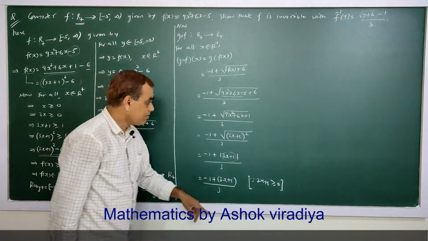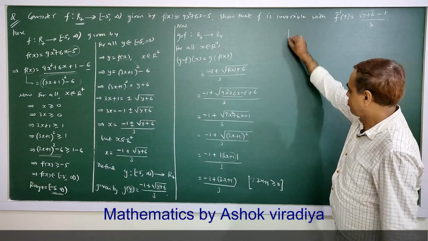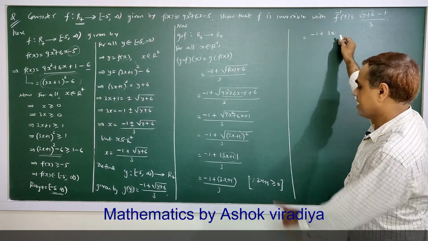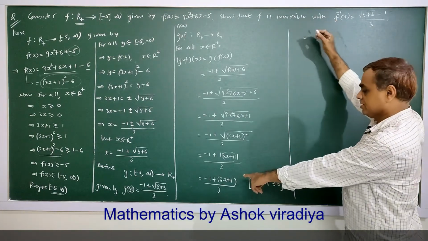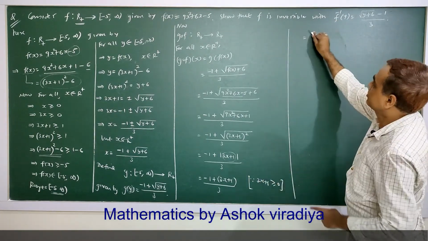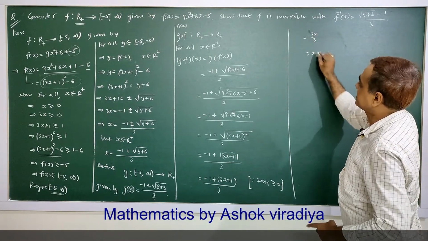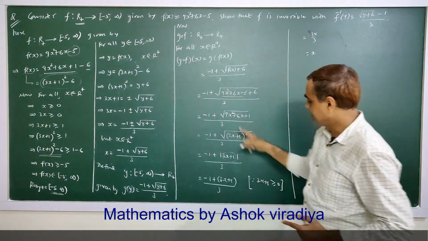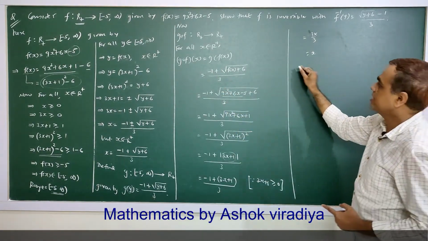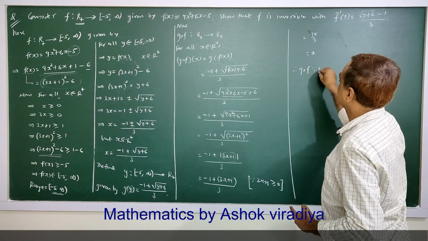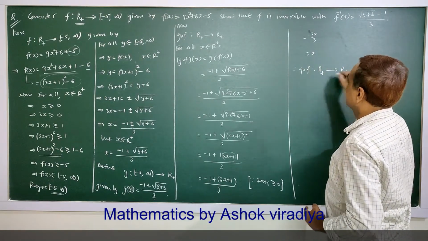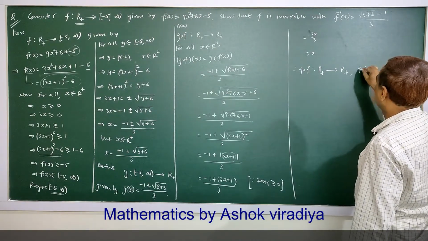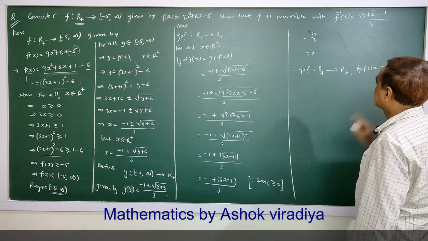So this is 3x by 3. Therefore it is equal to -1 plus 3x plus 1, by 3. The -1 and 1 cancel, so 3x by 3. So it is x. So what is proved? GOF of x is x. Therefore GOF is from R plus to R plus, and GOF of x equals x.